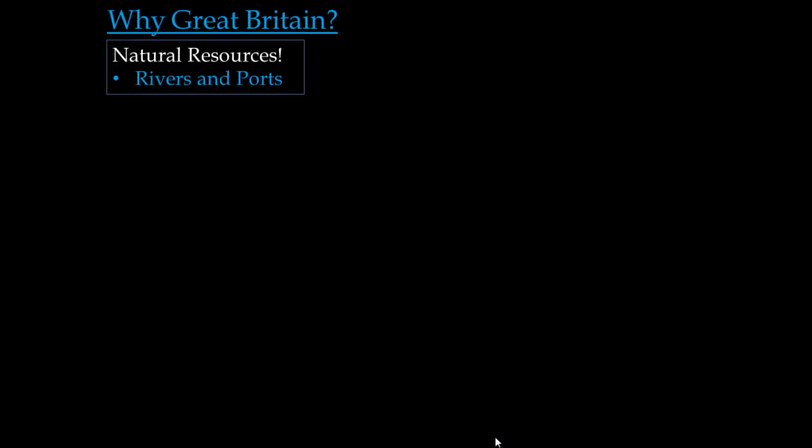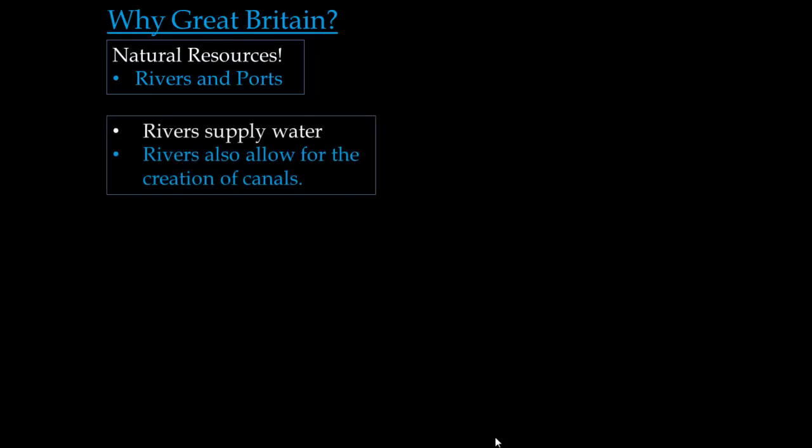But why Great Britain? Why was Great Britain the place where the Industrial Revolution starts? Part of it is natural resources. A big part of that is rivers and ports. Rivers supply water to factories. Many of the early machines are powered by water. So you'll see a lot of these factories being placed along rivers.